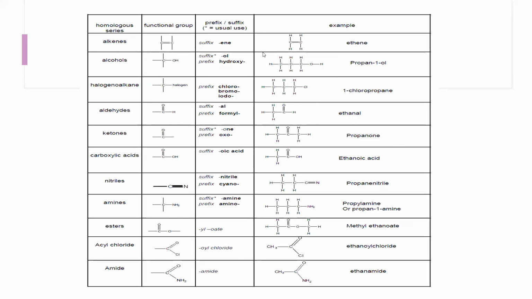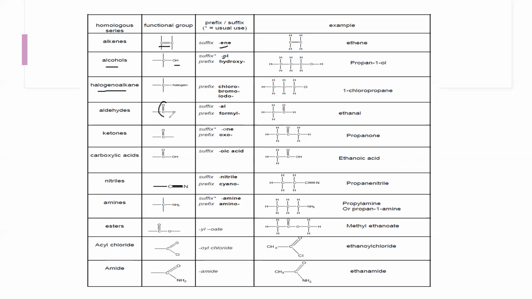Then this is a table showing all the functional groups which you will go through in this A2 chemistry. Some of them you already studied in AS, like alkene, where a carbon-carbon double bond is there. Then the name should end in ene. Alcohols should have OH, and the name should have ol. Halogen alkane: chlorine, bromine, iodine. So chloro, bromo, iodo should be there in the name.